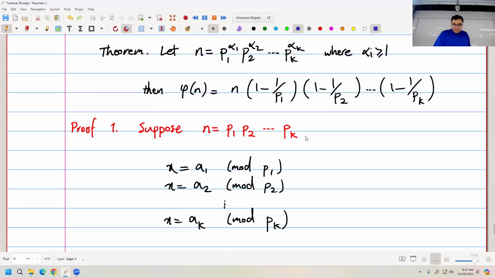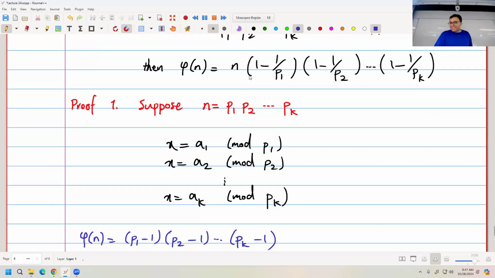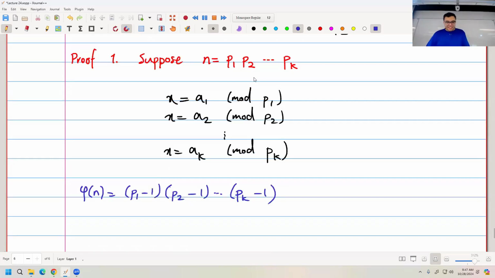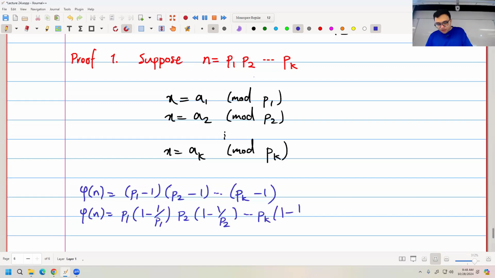And now it's a simple algebraic manipulation to see this is the same as the formula. So I can write p1 minus 1 as p1 times 1 minus 1 over p1, right? And then I can write this second one as p2 times 1 minus 1 over p2. And so on to pk times 1 minus 1 over pk. And now if I multiply all the p1 to pks, I get n, and then the remaining thing is exactly what I wanted.